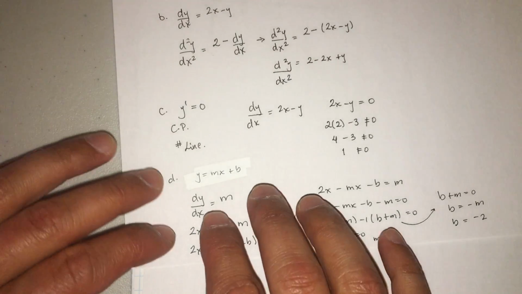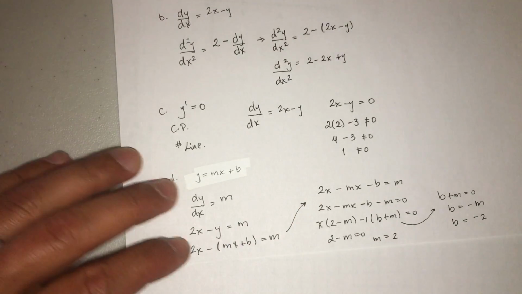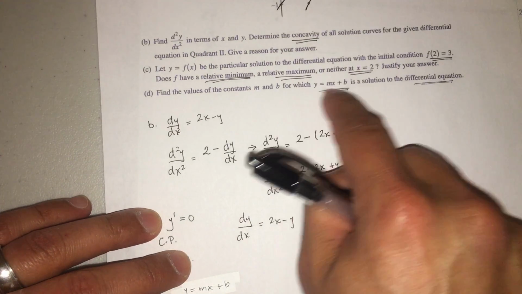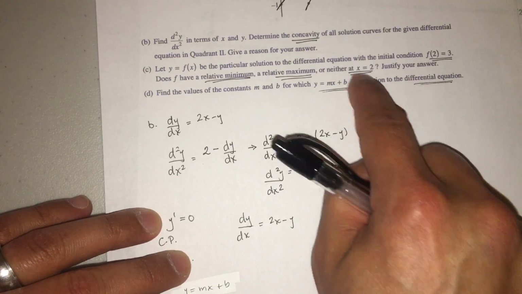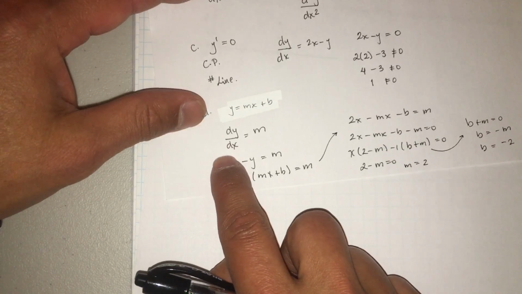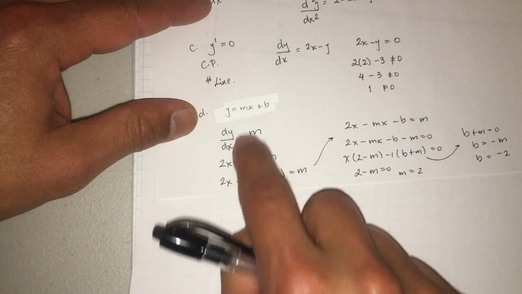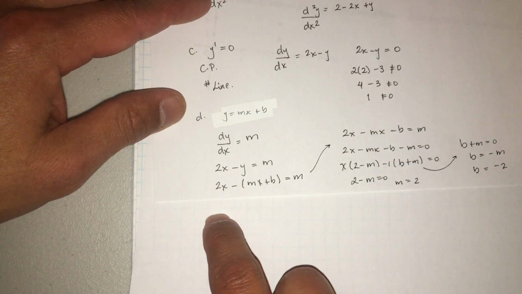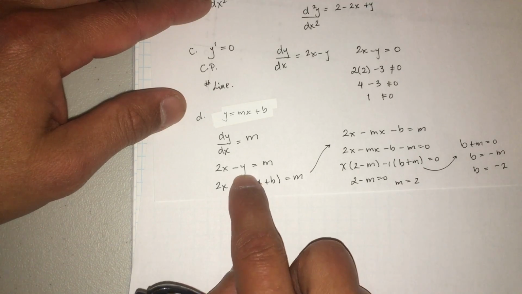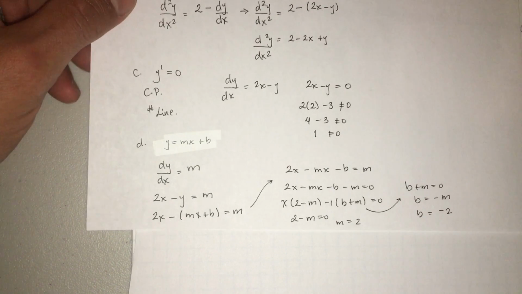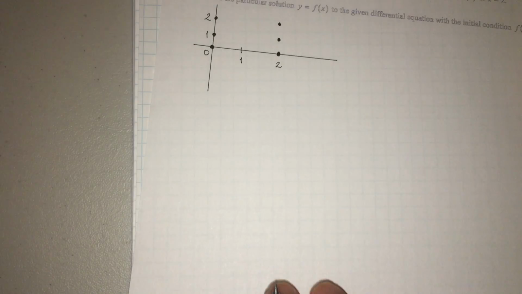Now, it makes sense. D was probably the most difficult, the longest, but you see how we had to dissect it. This guy had to be a solution to the differential equation. So take the derivative, dy/dx equals m. What is dy/dx? They gave it to us: 2x minus y. Well, I want to combine like terms, so I substitute the y as well. There it is. Do the math, factor, and we got it.